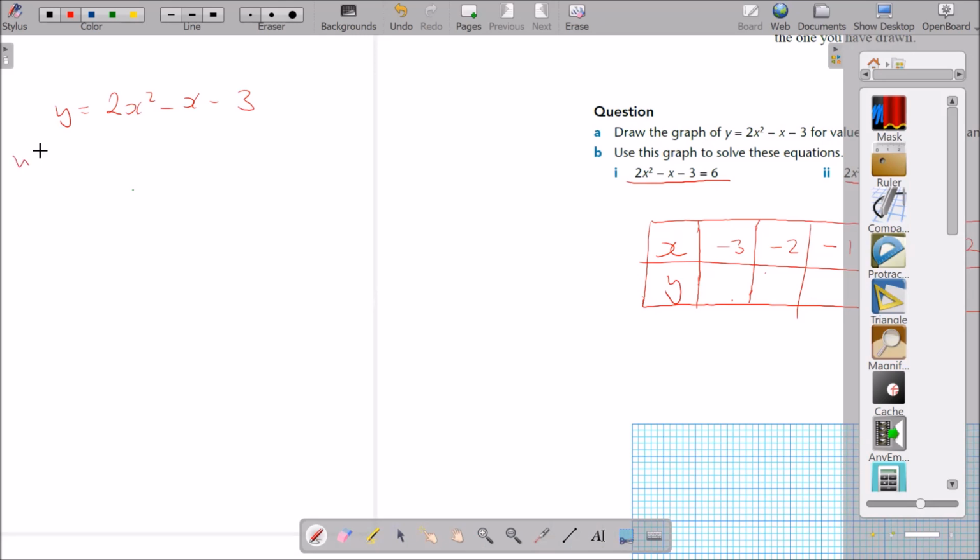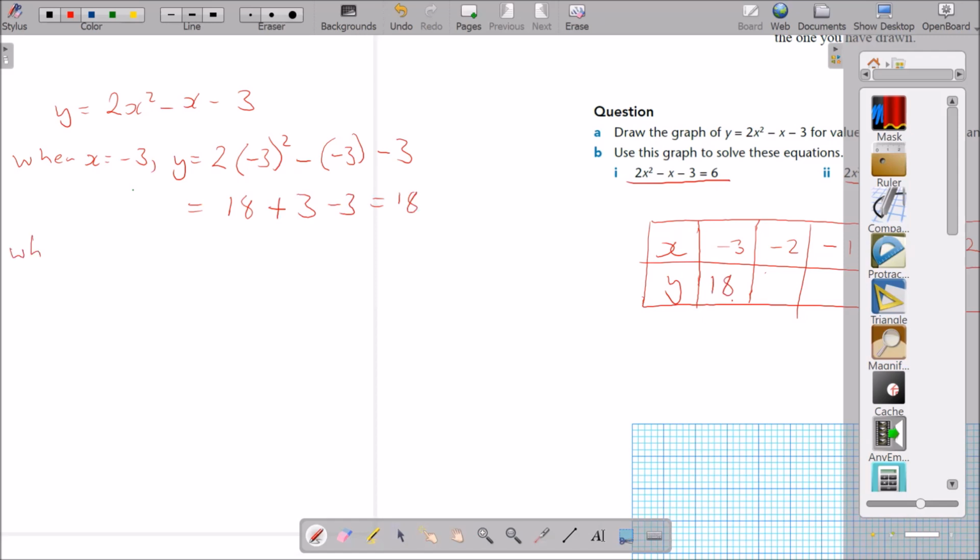So we say when x is equal to minus 3, y is equal to 2 times minus 3 squared minus minus 3 minus 3, which will give us minus 3 squared is 9 times 2 it's 18 plus minus times minus is plus 3 minus 3, which will be 18. So we have 18 there.